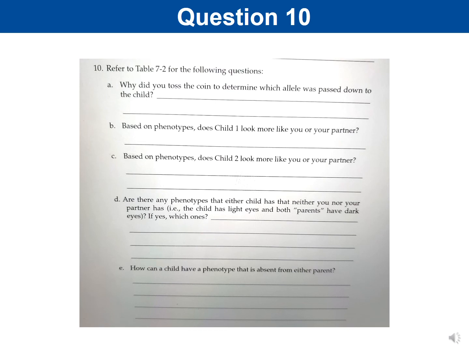And then E, how can a child have a phenotype that is absent from either parent? I've talked about this numerous times, so hopefully you can fill that in now. That's like our two brown-eyed parents having a child that has blue eyes, or two people who do not have PKU having a child that has PKU. How does that happen? That's what that question is asking.